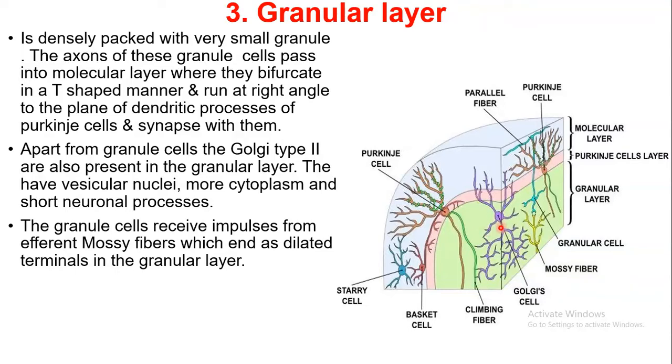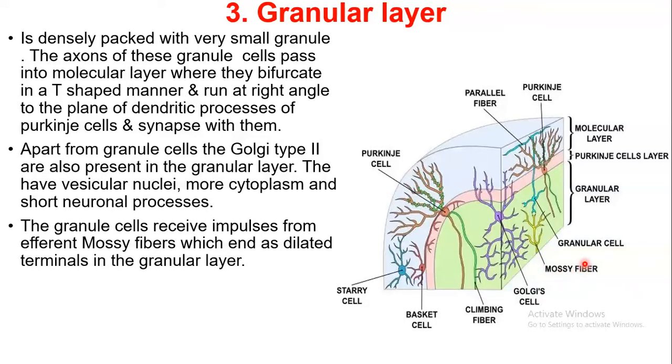The Golgi type 2 cells have a vesicular nucleus. It indicates that they are highly active cells with more cytoplasm. The granule cells receive impulses from the afferent mossy fibers.